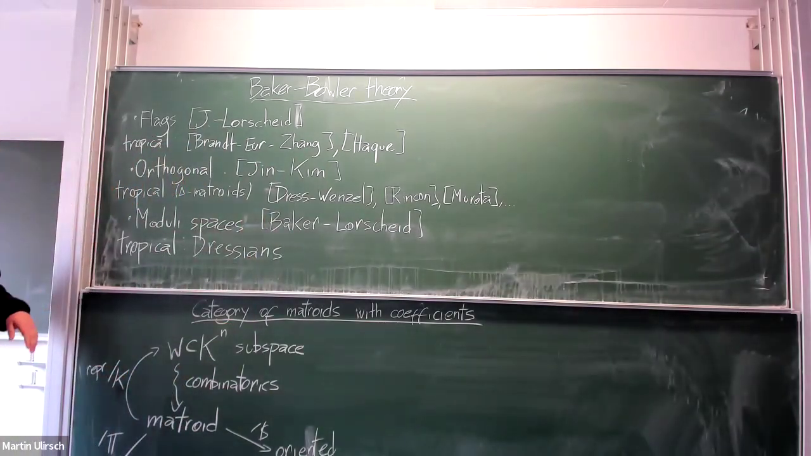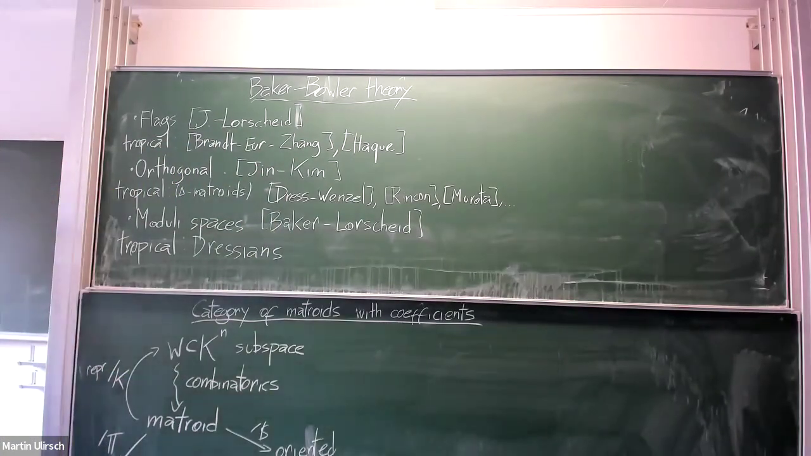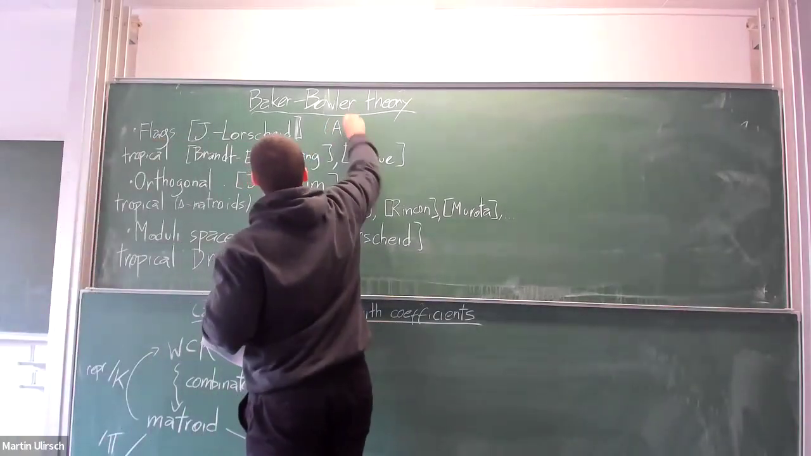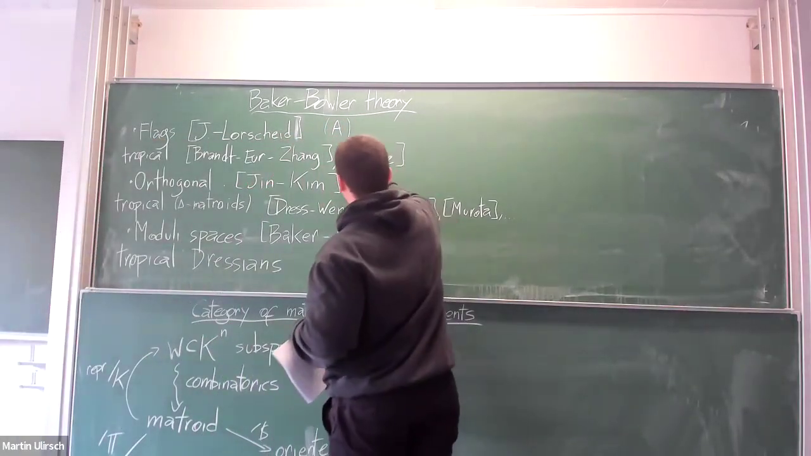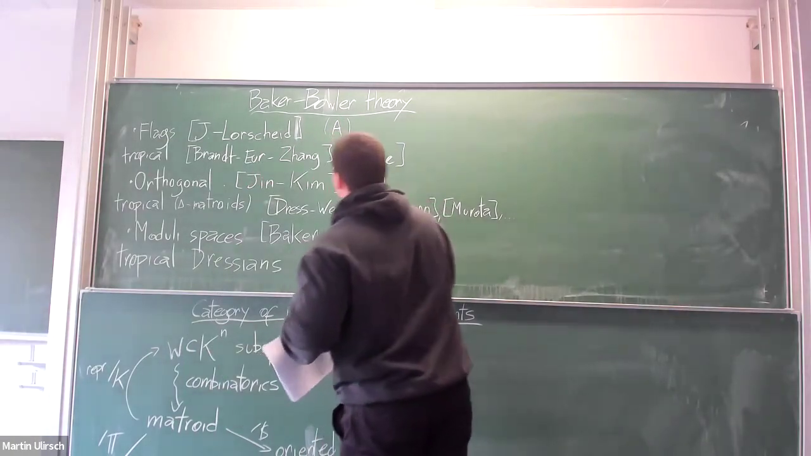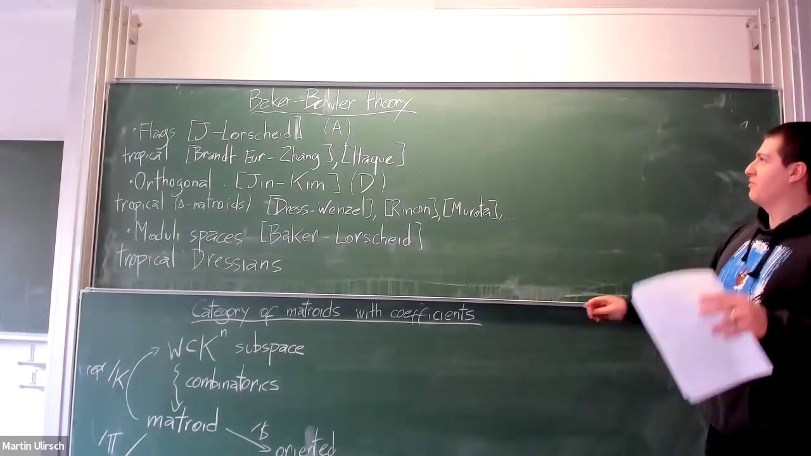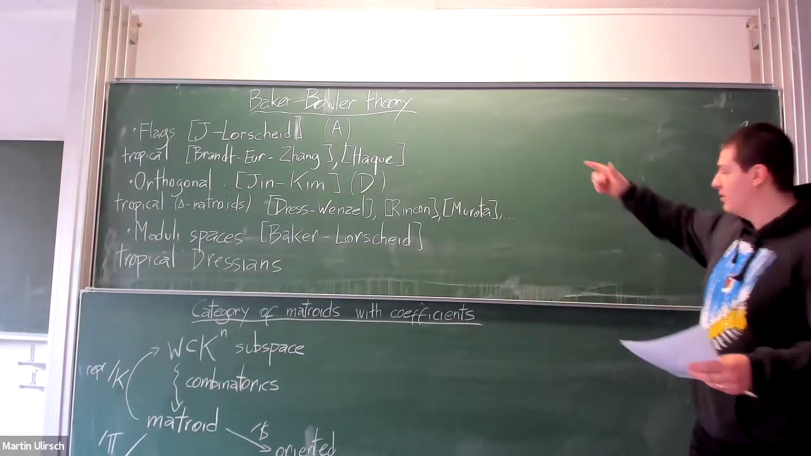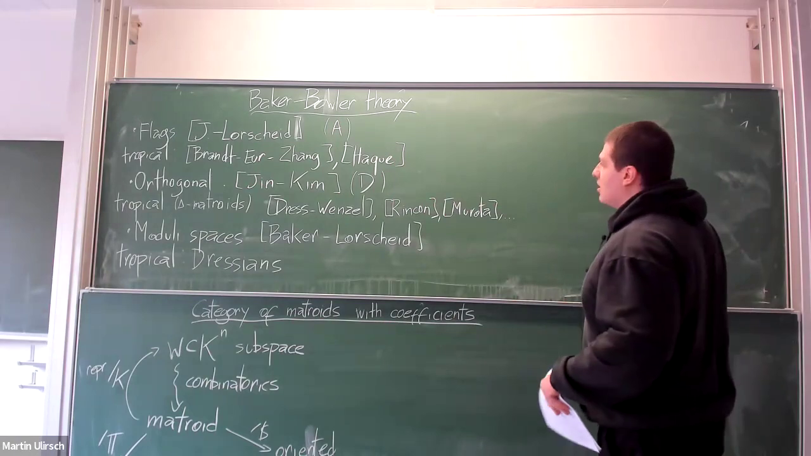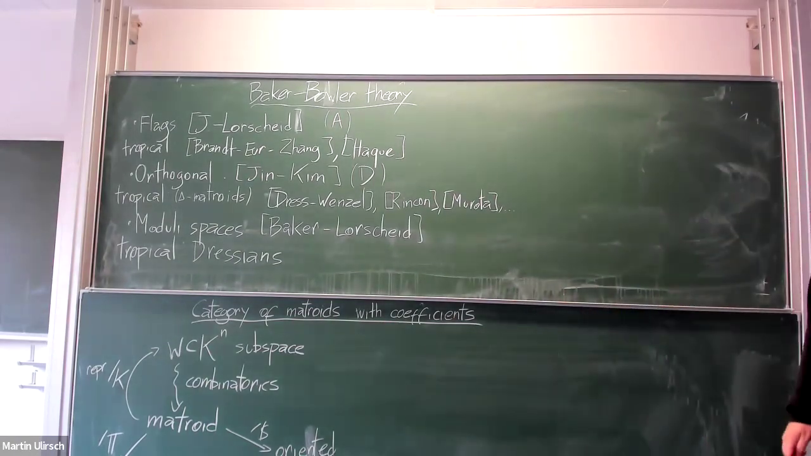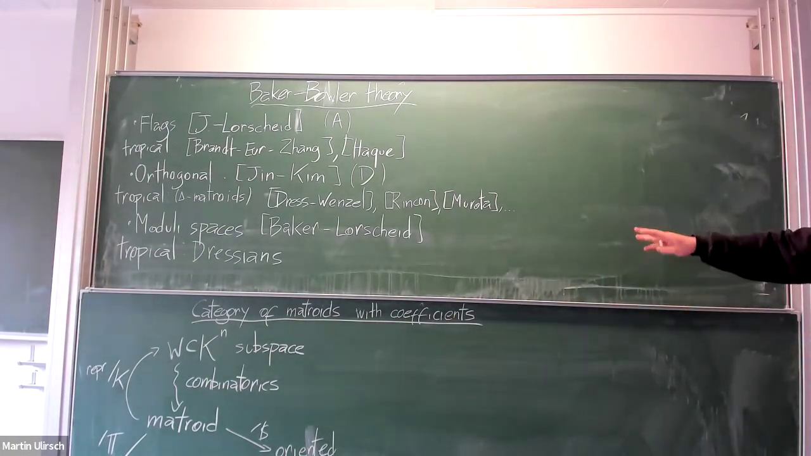So if you know what a Coxeter matroid is, in this case of flags, we have a Coxeter matroid of type A, and here we have a Coxeter matroid of type D. So it would be nice to find a theory of Coxeter matroids with coefficients also. So yeah, this is what's already done.